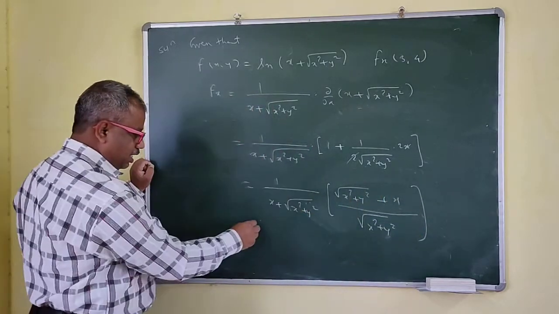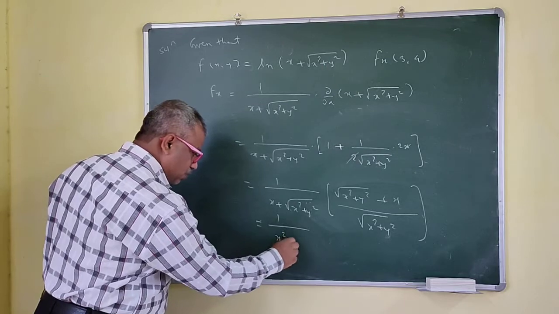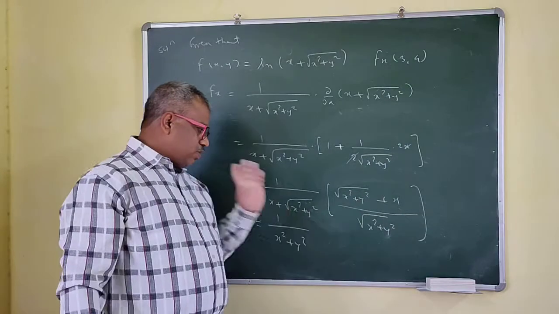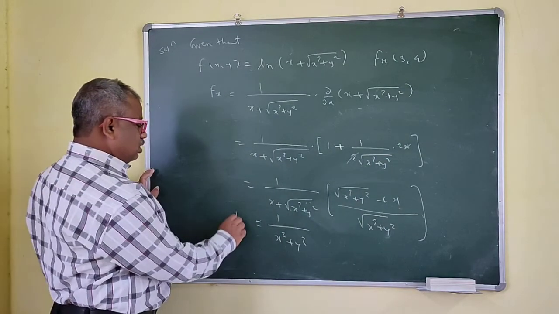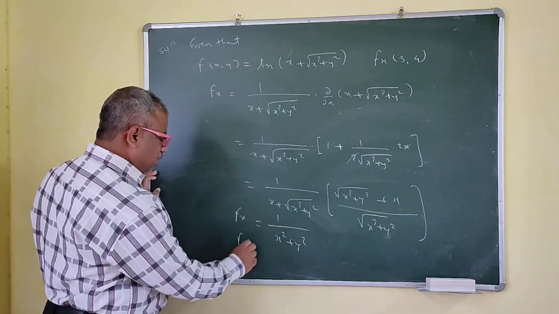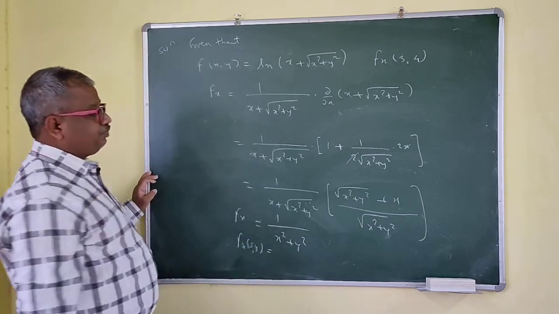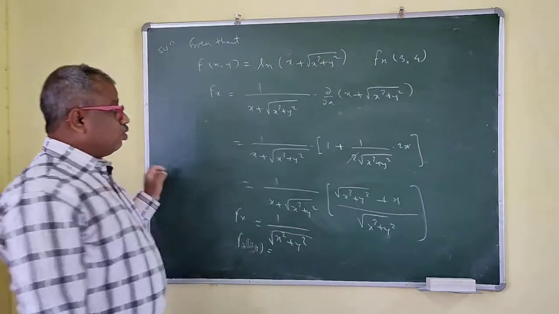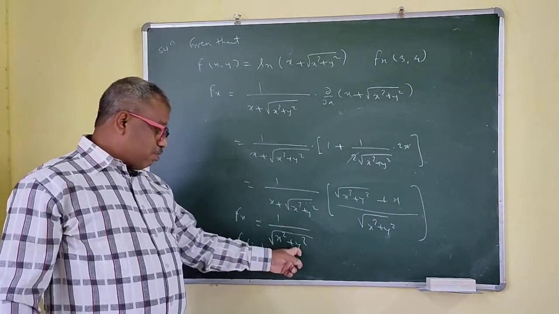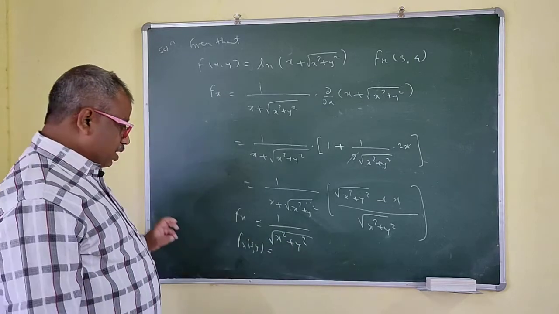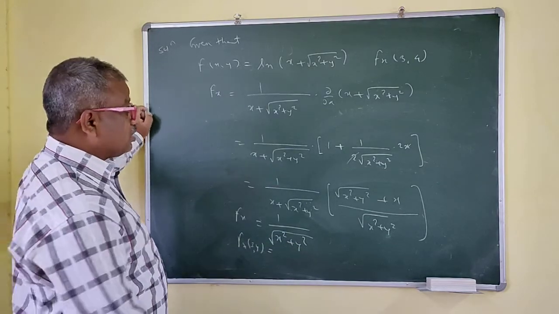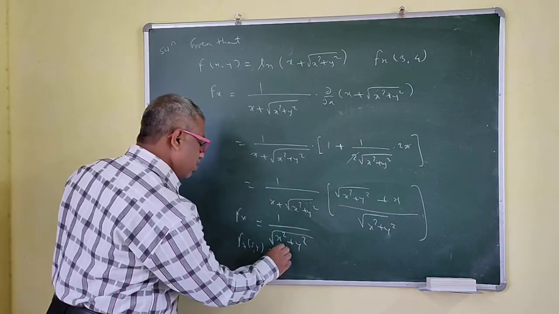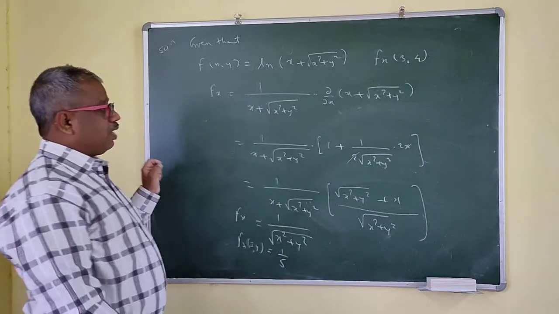Now see, this gets cancelled. This is 1 upon root of x square plus y square. Both are the same, only a plus b is the same as b plus a, so the numerator and denominator get cancelled. So this is your fx now. Now you want fx at 3, 4, which is root of x square plus y square, that is root of 9 plus 16. 9 plus 16 is 25, and root of 25 is 5. So this is 1 upon 5.